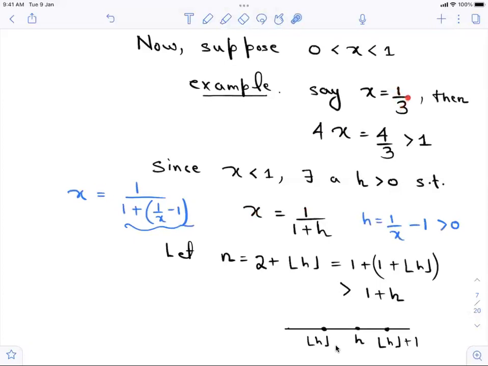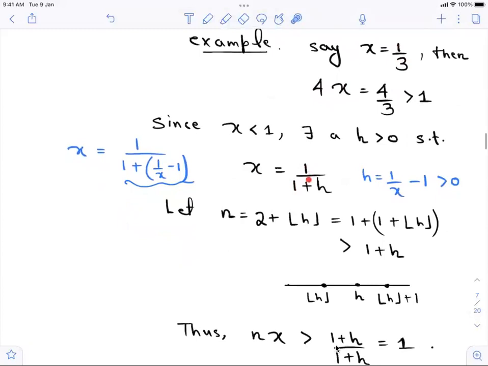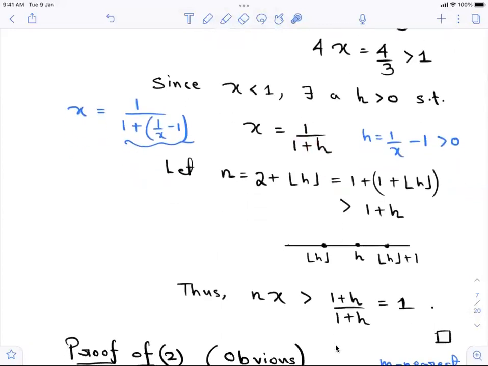And what did I do then? I chose an integer or natural number that is bigger than this denominator. So I have to choose a natural number that is bigger than 1 plus h, then it will be true. And of course, there are many such choices. Given this 1 plus h, I can choose infinitely many natural numbers that are bigger than it, because the set of natural numbers is unbounded. So given any fixed positive number, I can always find infinitely many. So for example, the choice is here.